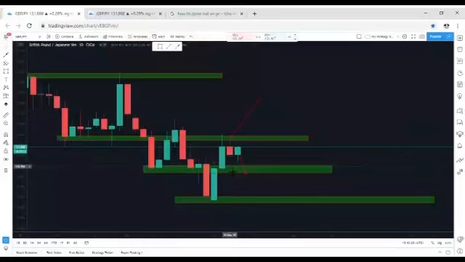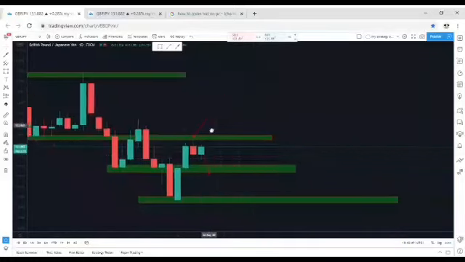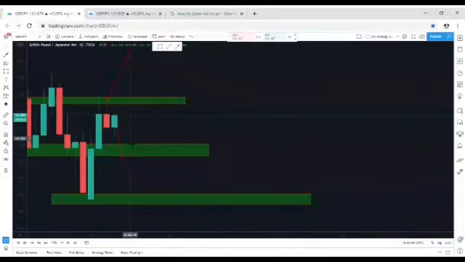And what happens from the resistance zone? From the resistance zone, we look for opportunity to sell. These candles have given us a lot of confirmation for sell. Why? Because the price of this candle has moved below the previous candle. So this is telling us there is a high probability that this candle can still flip.